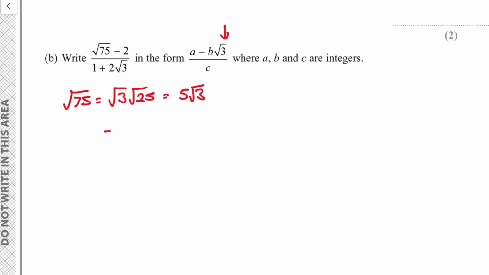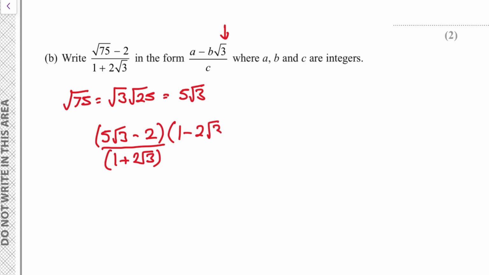Which means I can write my initial statement as 5 root 3 minus 2 divided by 1 plus 2 root 3. Then I can rationalise top and bottom by multiplying by the negative of the thing below. So 1 minus 2 root 3, 1 minus 2 root 3. And then very carefully work this out.